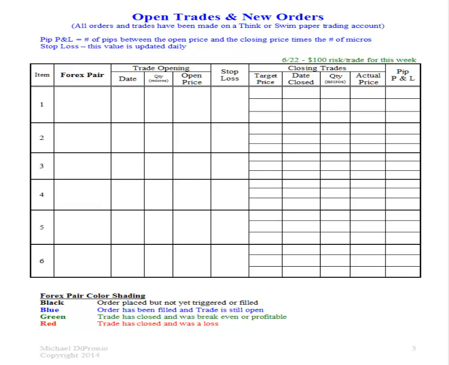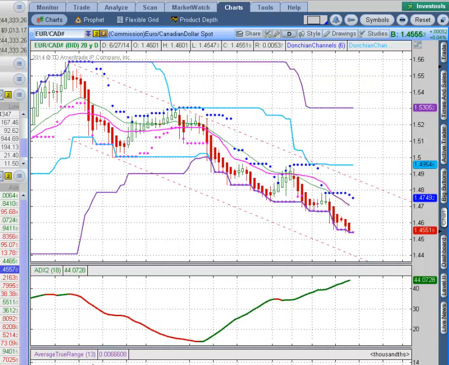Here's our trade summary chart for June. For open trades, there are presently no open trades. As for new orders, no new orders were placed today. There are 4 qualified pairs today. Let's look at the price charts.